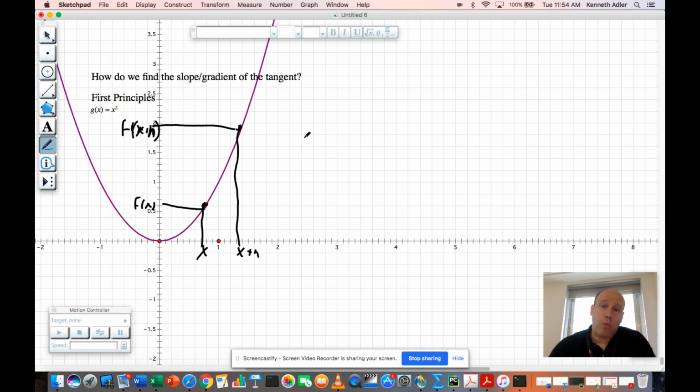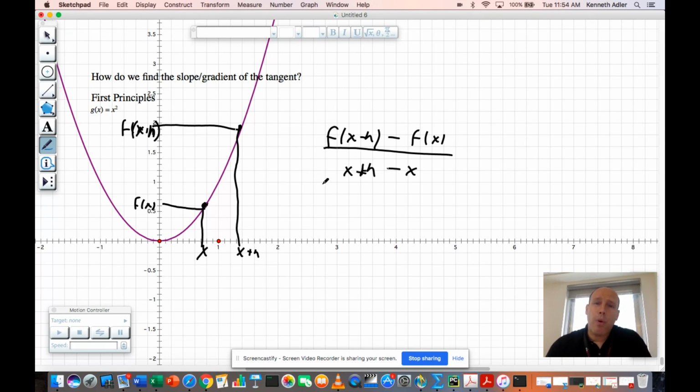And what we did was, to find the slope of the tangent line, we had the change in y over the change in x. Right? That was the idea. Very straightforward. But what did we do? We moved the x closer to the x plus h, which means what we want to do is the limit as h approaches 0.